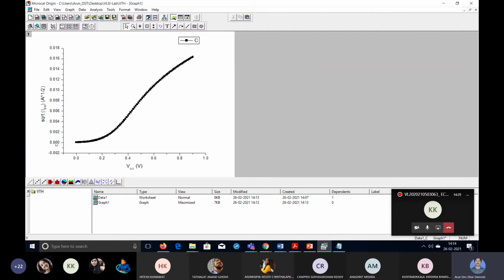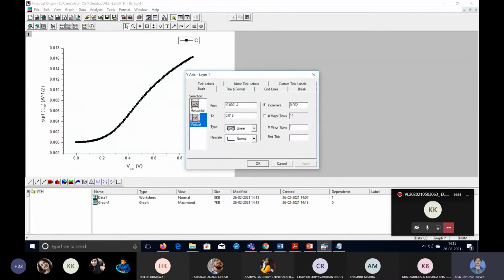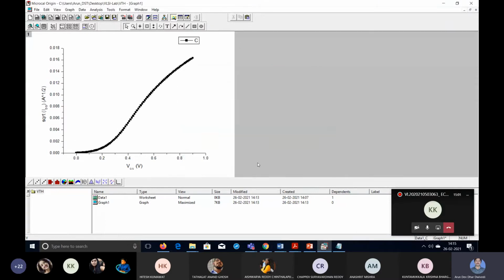Also this is the 0 value, but below it the y-axis is starting from minus 0.002. That is not required, because if you draw a tangent and it is touching the x-axis, the current will not be 0 at this point. So to make the y-axis start from 0, we can go to scale, and this minimum, from minus 0.002, is replaced by 0. It will start now from 0.